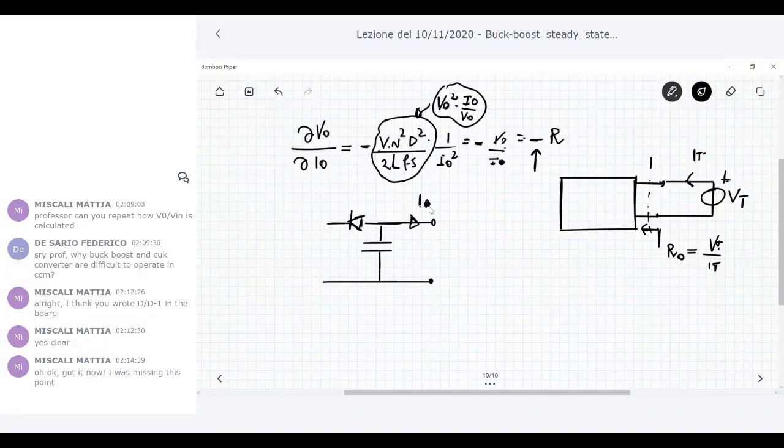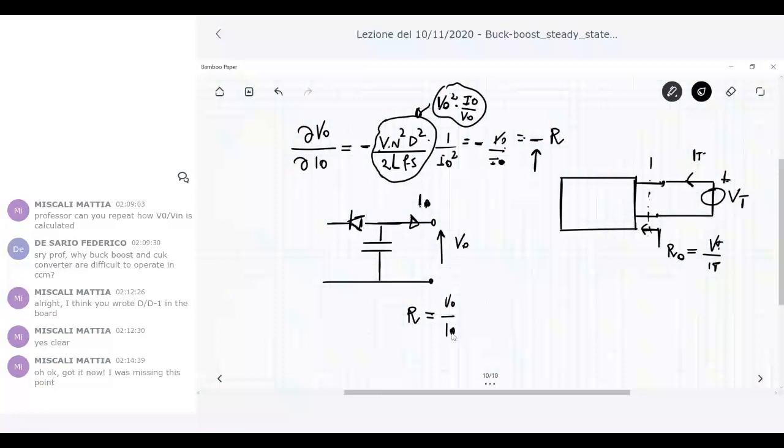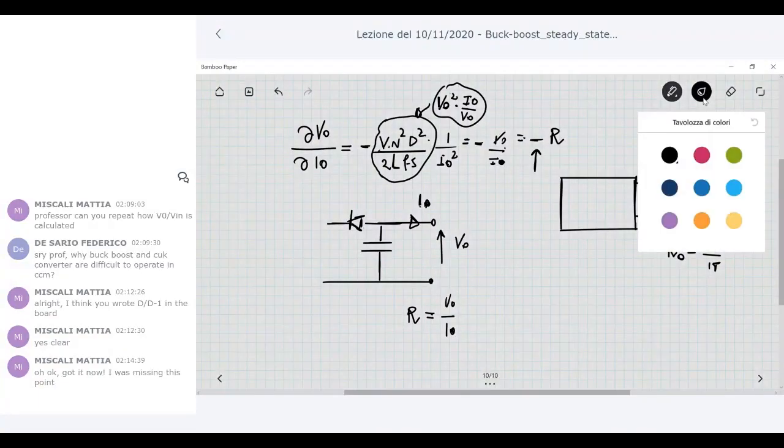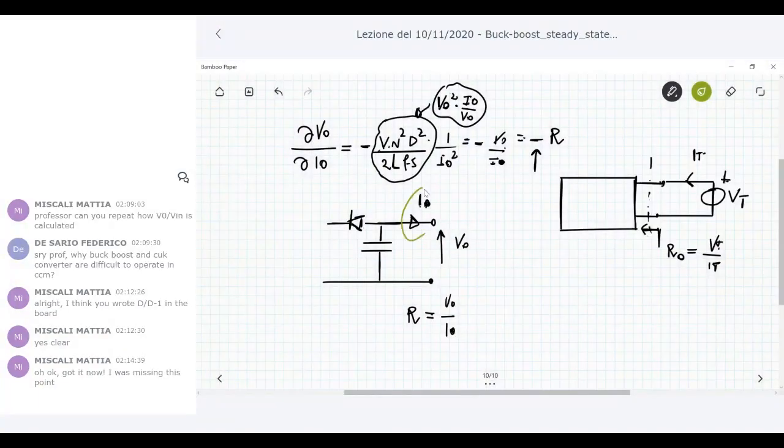And the current, which I defined at the beginning, I naught, is this one, okay? And so for me, R is defined as V naught over I naught, okay? This is the definition of the resistance R in my circuits.